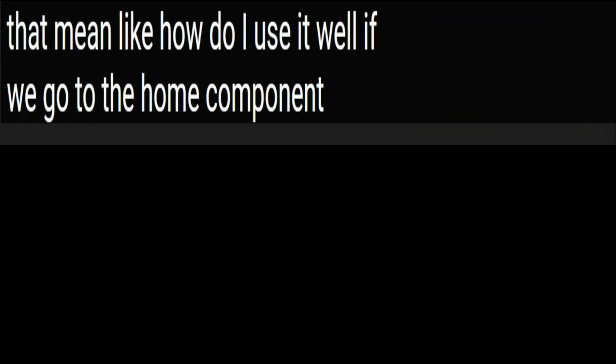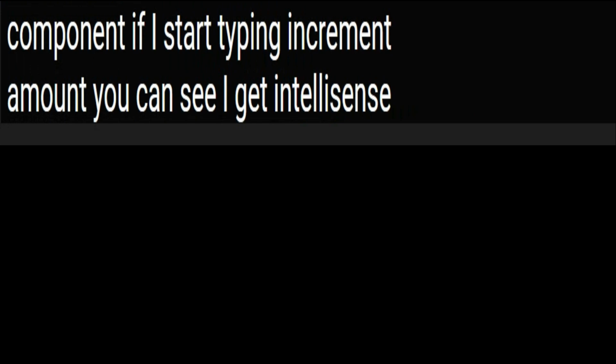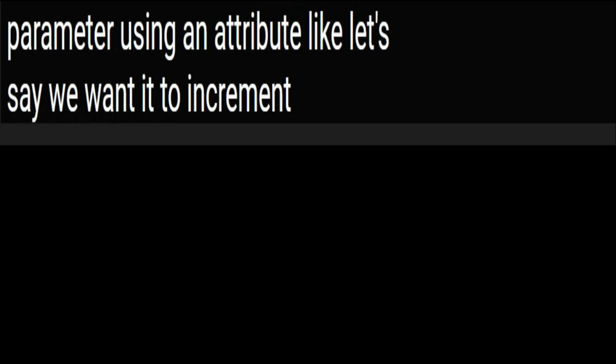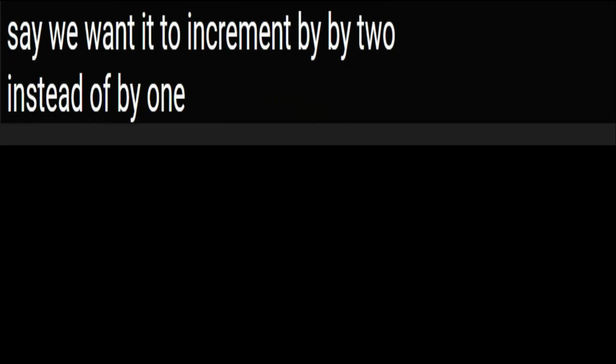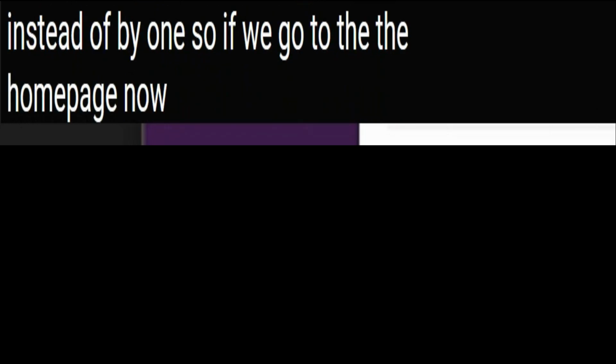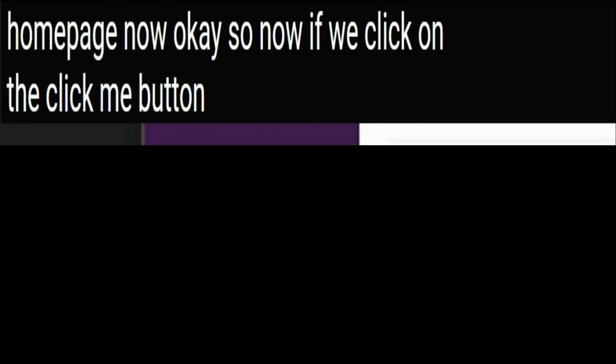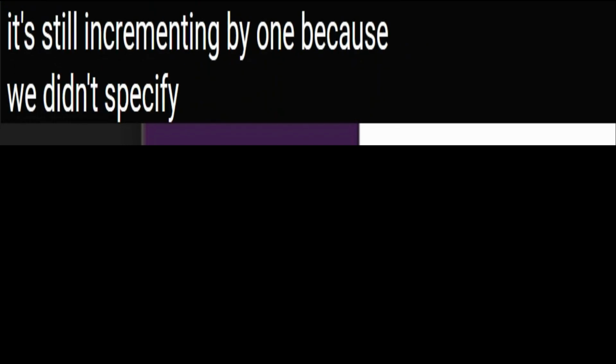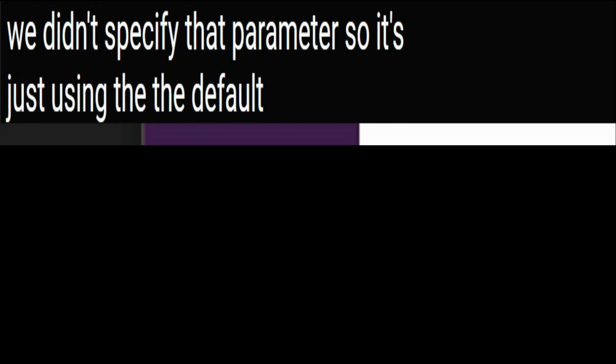Well, if we go to the Home component now, where we have an instance of the Counter component, if I start typing IncrementAmount, you can see I get IntelliSense, and we can specify the value for that parameter using an attribute. Like, let's say we want it to increment by 2 instead of by 1. So if we go to the home page now, okay, so now if we click on the Click Me button, yeah, instead of incrementing by 1, it's now incrementing by 2, and all my other logic that I added is still working. If we go to the counter at the /counter route, and I click the button, it's still incrementing by 1 because we didn't specify that parameter, so it's just using the default value.